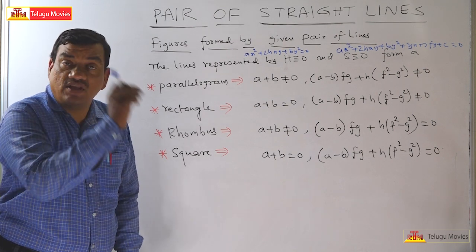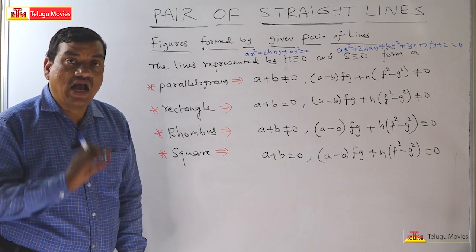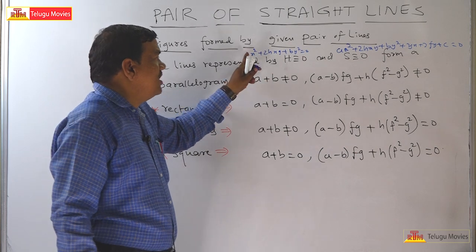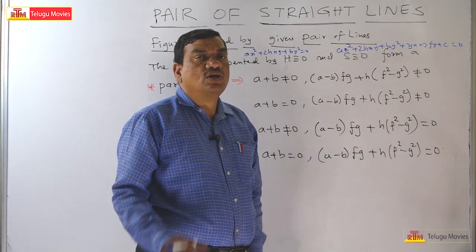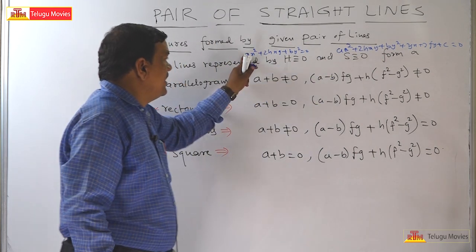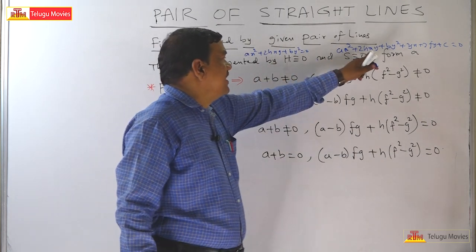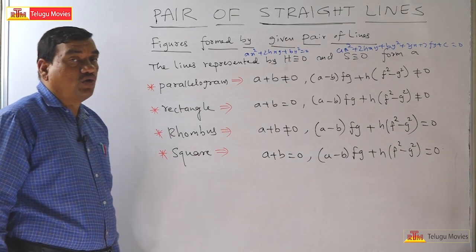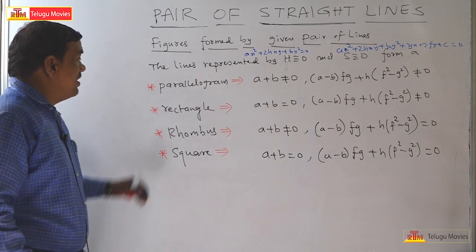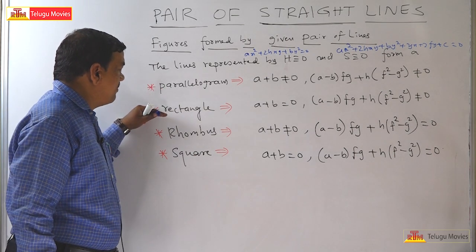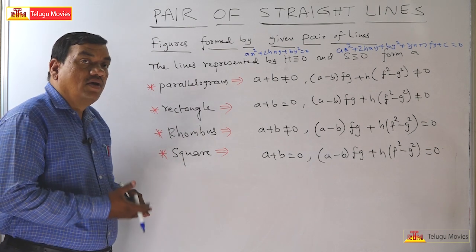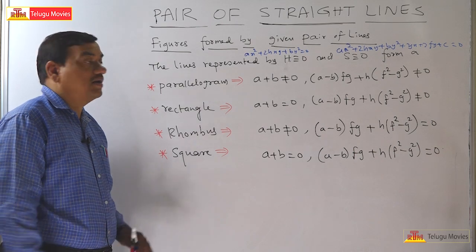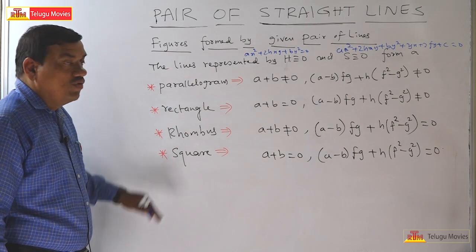If that quadrilateral happens to be a parallelogram, what is the condition on A, H, B? Remember that here the A, H, B values should be the same. That is the main thing you have to remember. Why? Because if you observe all these parallelogram, rectangle, rhombus, square, the opposite sides are parallel.